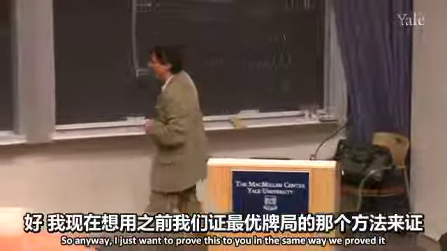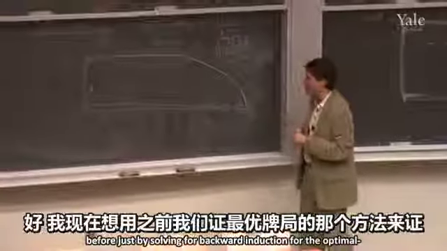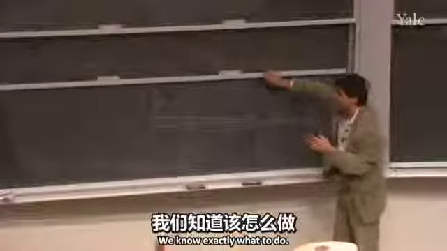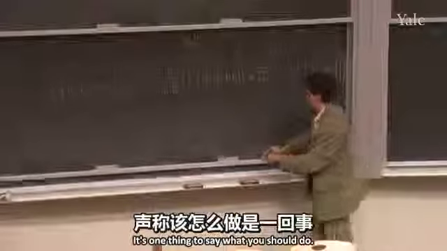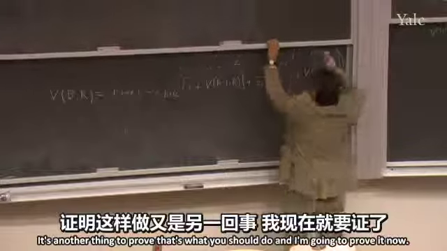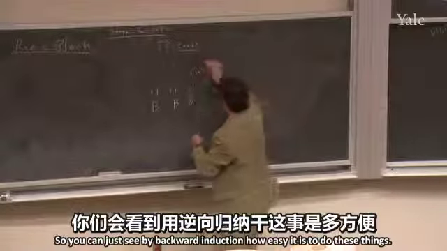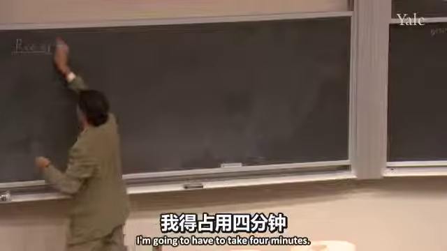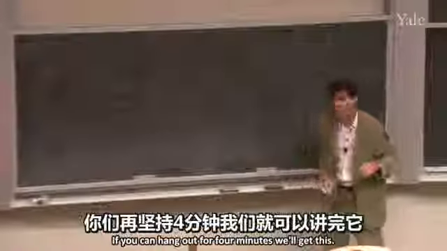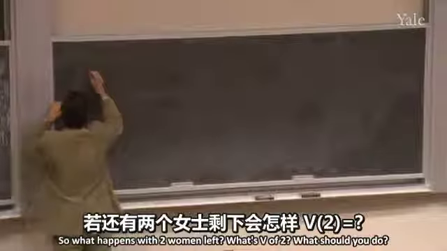So anyway, I just want to prove this to you in the same way we proved it before, just by solving by backward induction for the optimal. We know exactly what to do, okay? It's one thing to say what you should do. It's another thing to prove that's what you should do, and I'm going to prove it now. So you can just see by backward induction how easy it is to do these things. I'm going to have to take 4 minutes. If you can hang out for 4 minutes, we'll get this. So what happens with 2 women left? What's V of 2?